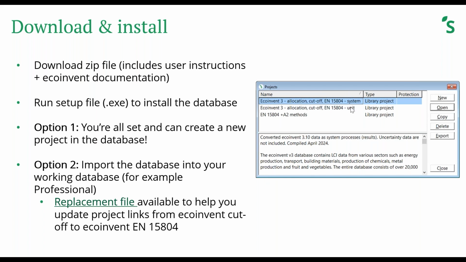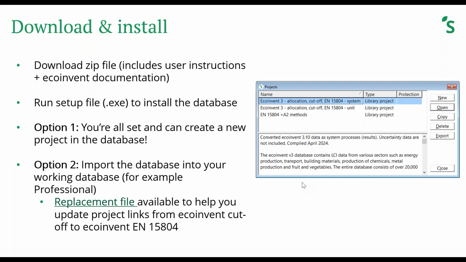But as we saw, a lot of you are already using the regular cutoff or older versions of ecoinvent. So most probably you still have an additional step, and that is to import this database, which you just downloaded, into your working database, for example, the SimaPro professional database. In that case, you will have the list of libraries, the regular cutoff, EN15804, and all your projects in one database.